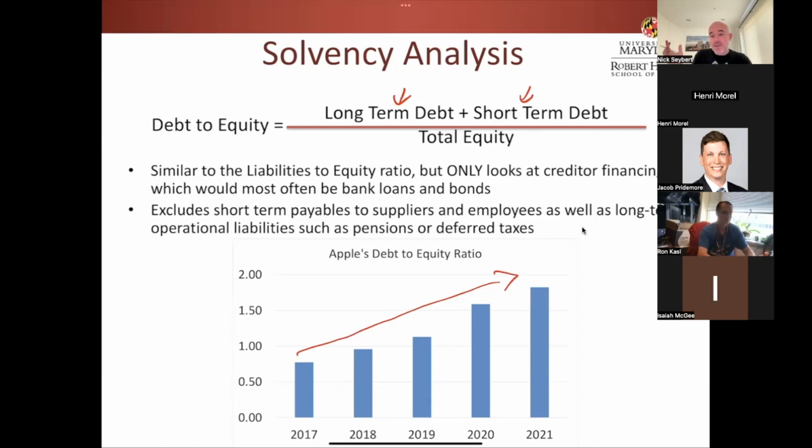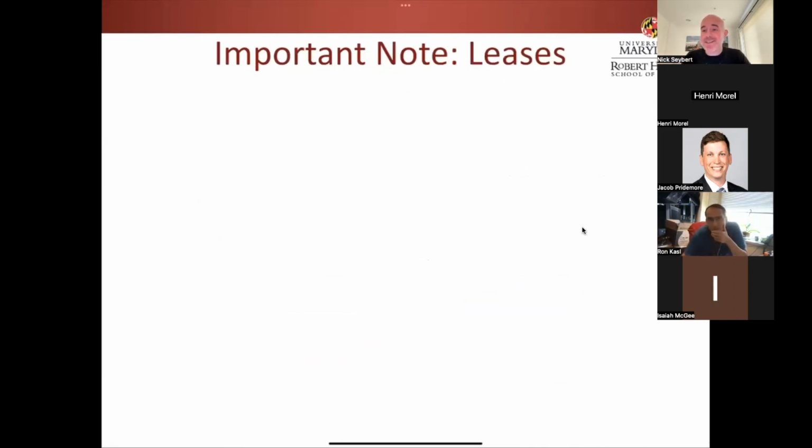All right. So that's solvency analysis. Okay. And again, there's other ways to slice it. Some people just want to calculate the long-term debt to equity ratio. I don't care about the short-term debt. Fine, right? You're free to do that. But ultimately, there's only so many ways you can slice and dice a leverage ratio.